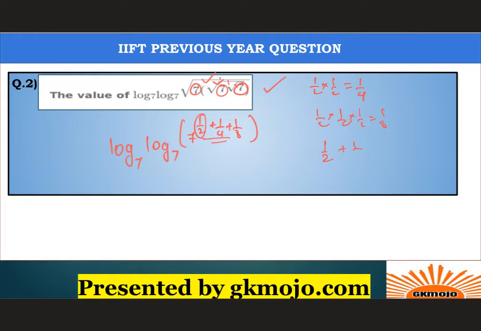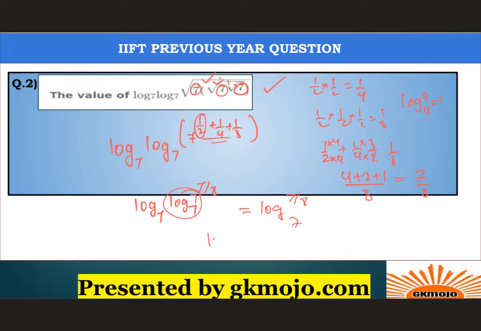So 1/2 plus 1/4 plus 1/8, just take the LCM, all right, make it 8. So into 2, into 4, into 2, right? So this becomes (4 plus 2 plus 1)/8, which is 7/8, right? So you have log 7 to the power 7/8, correct? Now this is 7 to the power, right? So this becomes 1, right? Log a to the base a is 1, correct? So finally what we have is log 7/8 to the base 7, right?